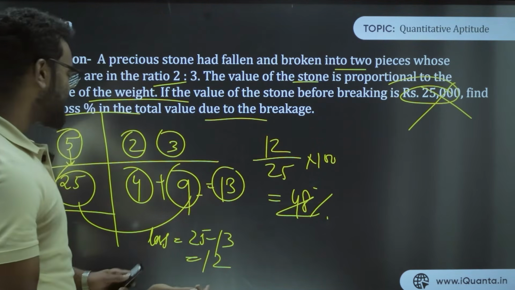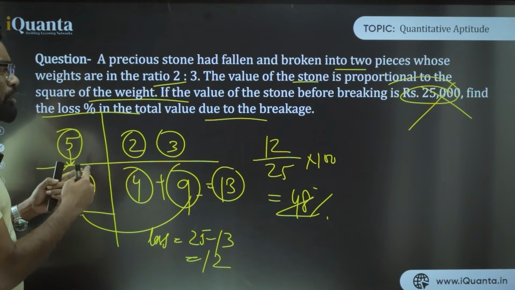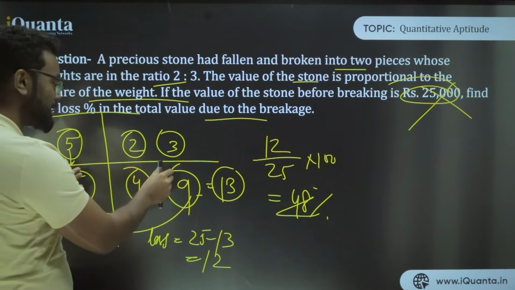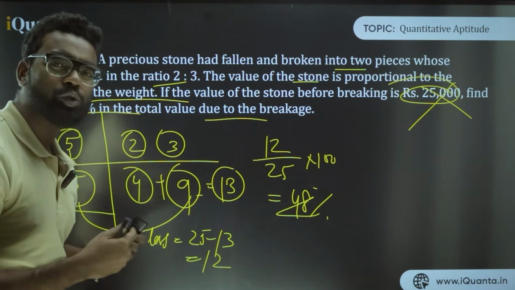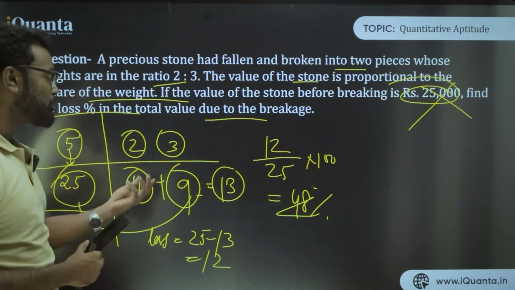What I did, I'm explaining it again. I take 5 as the total weight of the diamond or the precious stone. It has been divided in the ratio 2:3. So one part is 2, one part is 3. And the value is proportional to the square of the weight. So what I did is take the square of the weights. 5 square is 25, 2 square is 4, 3 square is 9.